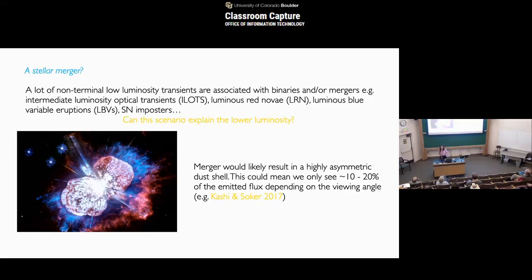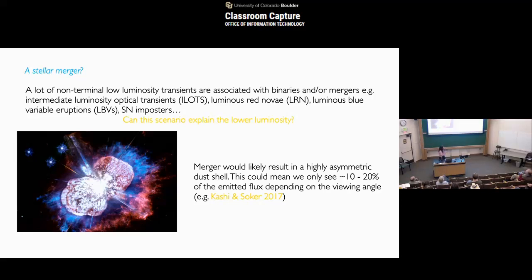And if there was a merger of two stars, you can imagine that it would be a very, very messy interaction. If they completely merged, you would probably see an outburst, and it would result in a very highly asymmetric dust shell, so it wouldn't be nice and spherical. It would be really messy. And we might only end up seeing 10 to 20% of the light, depending on what viewing angle you're seeing all of this dust at.